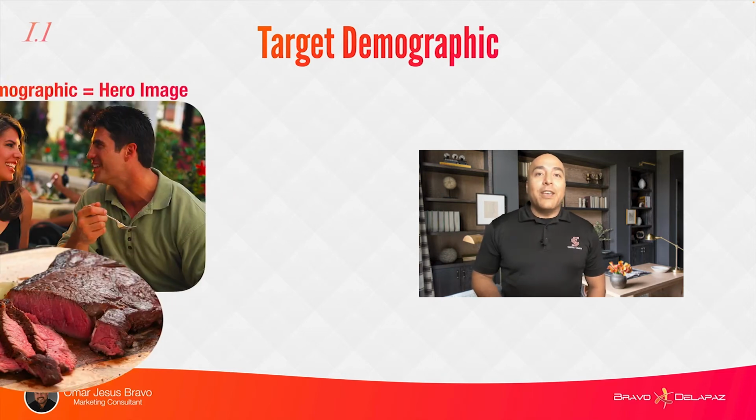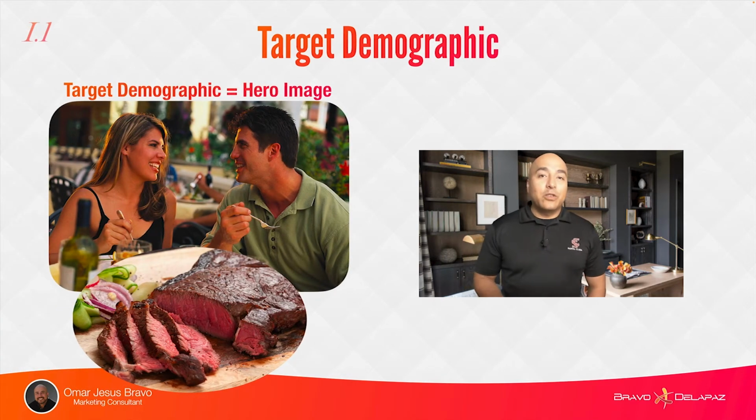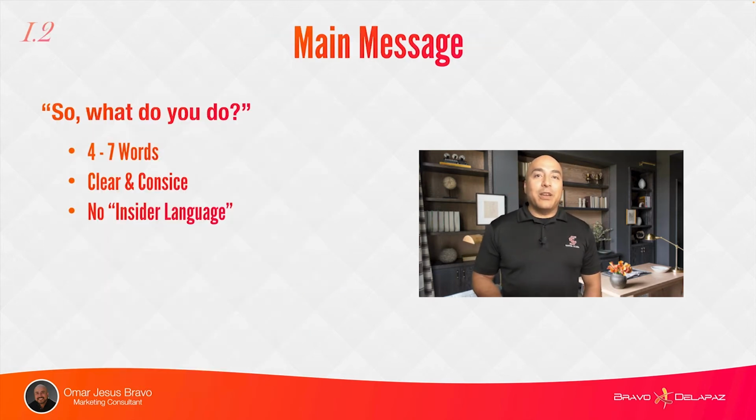For example, if I owned a steakhouse, vegetarians would not be listed in my target demographic. That is not to say that they wouldn't be welcomed and served a salad if they came in. It only means that I would be advertising steaks, not salads, on my billboard. It's a target demographic, not an exclusionary demographic. Once we have our target demographic properly defined, we can move on to creating our main message.